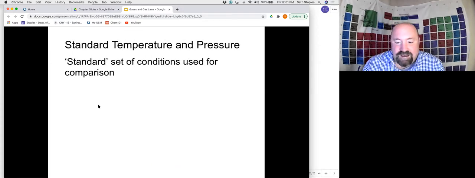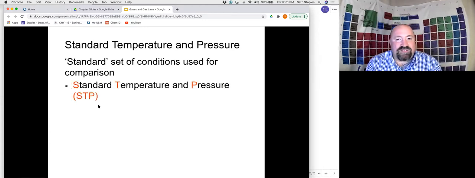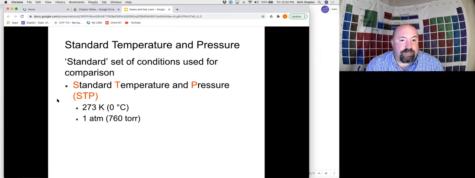It's also helpful for us to define a standard temperature and pressure when we're working with gases. It's sort of a standard set of conditions to be used for comparison. And so we call standard temperature and pressure, we call that STP. And so at STP, we're at 0 degrees Celsius or 273.15, but you'll see that we do quite often drop the 0.15 off there. And so 273 Kelvin, 0 degrees C, standard temperature. Standard pressure is 1 atm or 760 torr. And so when we're talking about conditions in general, if we say STP, this is what we mean. At STP, we have a temperature of 273 Kelvin and a pressure of 1 atm.